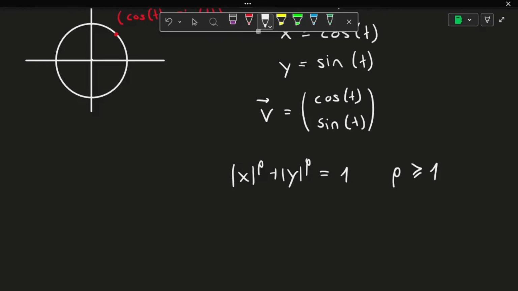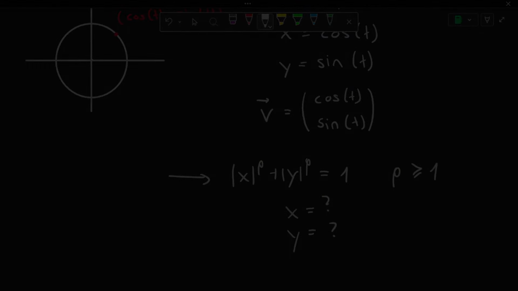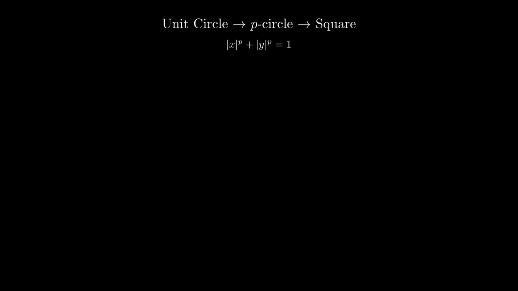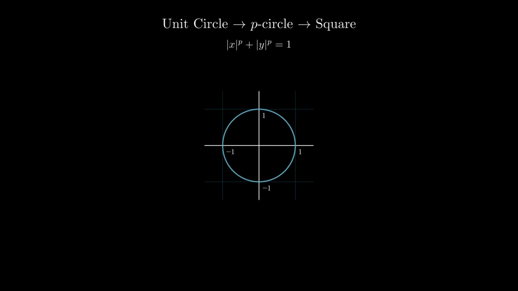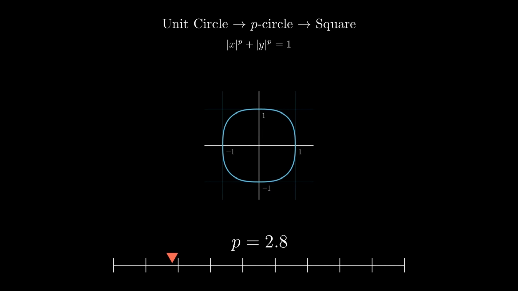And the question that we first want to ask is, what can we set x and y equal to in order for these generalized circles to be parameterized? But first, let's have a look at what these p-circles look like in the next animation. At the top, we have our generalized equation. Let's set p equal to 2. That's our unit circle. Now let's vary p. As p approaches infinity, our p-circle approaches a square.